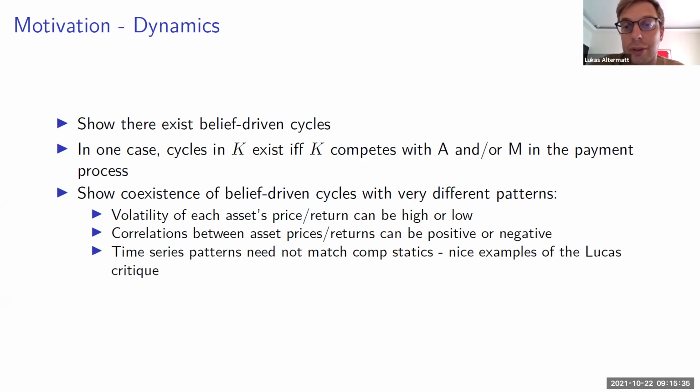But once it competes with A or M in the payment process, it can also start to cycle in these dynamic equilibria. And of course, money and assets can already cycle when they're the only asset. But when we have multiple assets, we can find more patterns. We can find equilibria where the volatility of each asset's price and return can be high or low. We have different correlations. And an important finding is that the time series patterns coming from these dynamic equilibria might not match the comparative statics. We think that's a nice example of the Lucas critique.